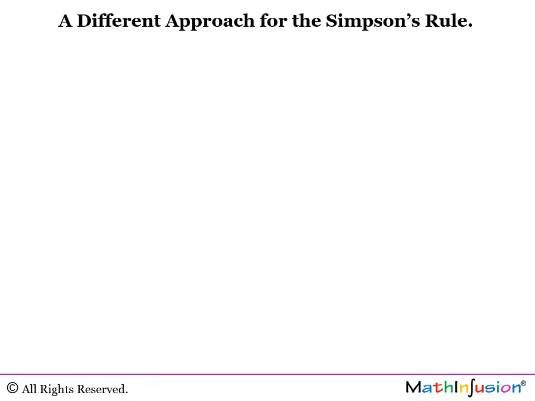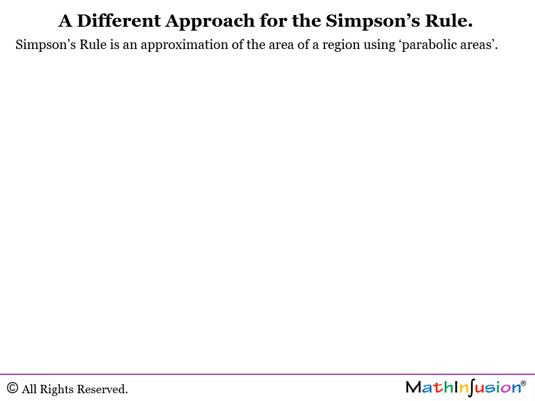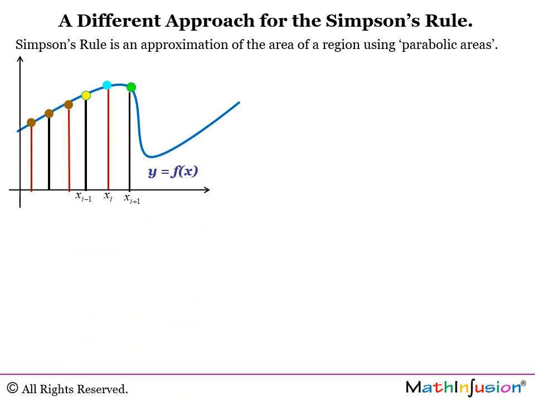Here is a totally different approach for the Simpson's rule. Simpson's rule is approximation of the area of a region using parabolic areas. Here is a subdivision, and let's see what happened to the interval between xi minus 1 and xi plus 1. Here is approximation by parabolic area.